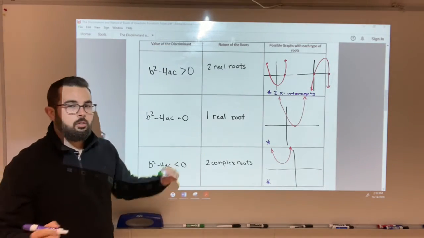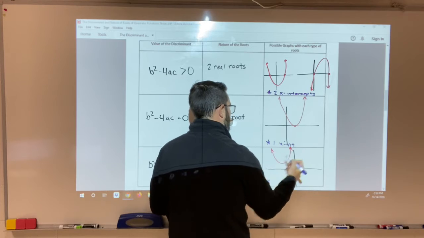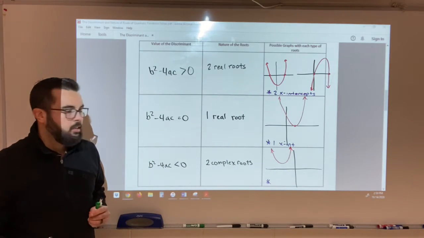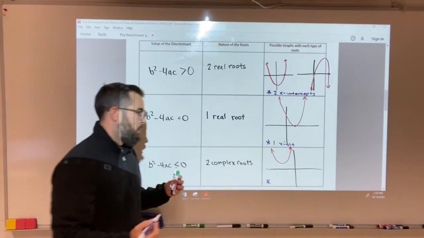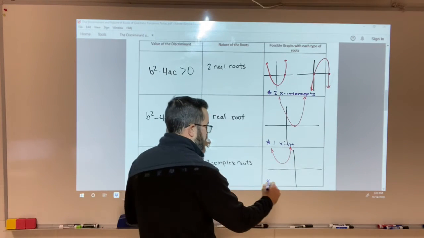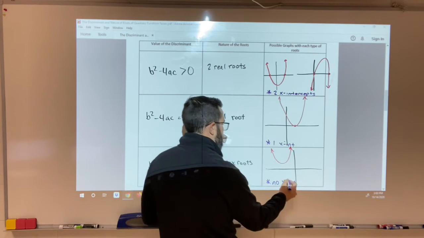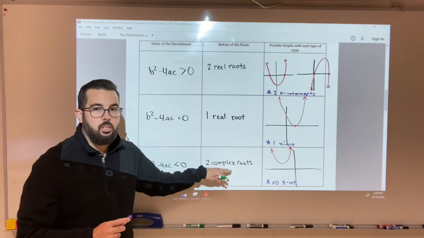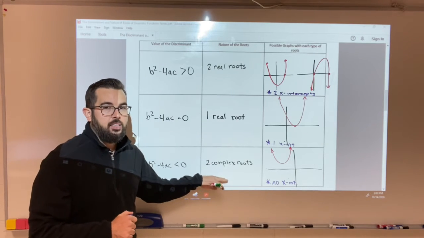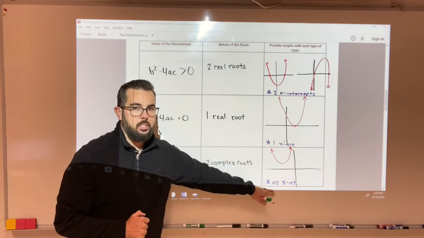If there's one real root, that means one x-intercept. Okay, and I abbreviated intercept there. You can do the same. And finally, if there's two complex roots, there's no x-intercepts. Okay, so you can have complex roots or complex solutions, but if it's in the context of asking for x-intercepts, we say there is no x-intercepts.